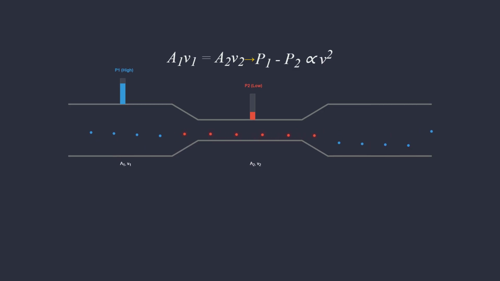Venturi meters are designed to measure the static pressure differential P1 minus P2 between the wide inlet section and the narrow throat. This measured pressure drop is directly proportional to the square of the flow velocity. Engineers use this relationship to calculate the flow velocity and subsequently determine the volumetric flow rate Q through the pipe.